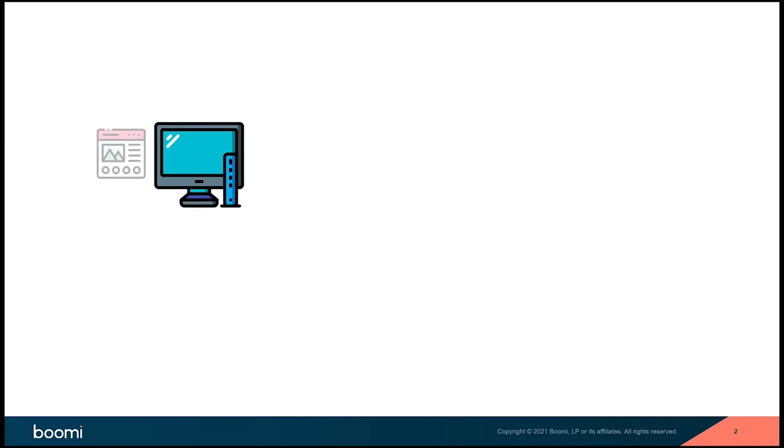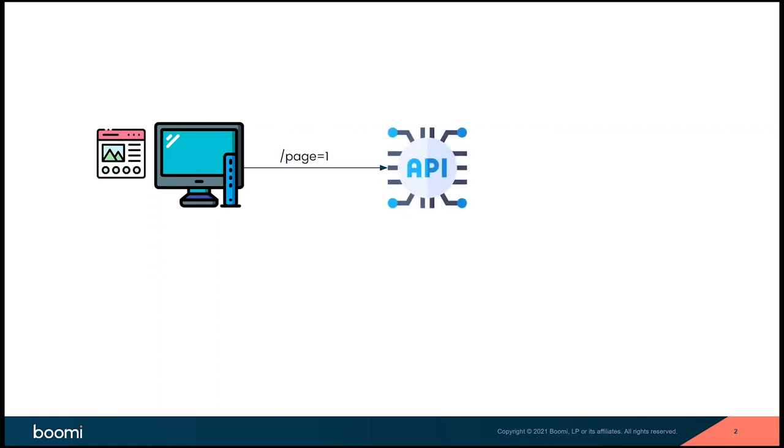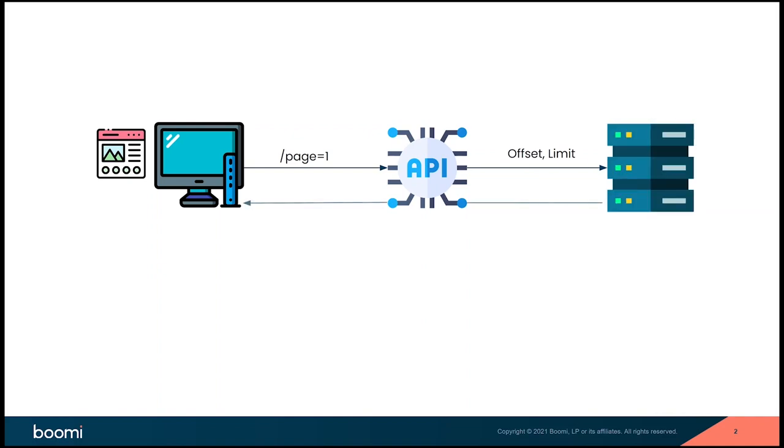Now, just before I get into the platform, I do want to give you a brief overview of the context. First of all, I have an API which takes a page number as an input. For instance, if page equals one, that would then be part of the resource path, and then it will go and call the API. The API will then talk to a backend, it could be a database of some sort, and then bring back the particular resource that I'm after.